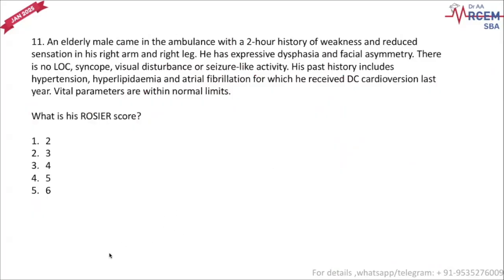An elderly man came in an ambulance with a 2-hour history of weakness and reduced sensation in the right arm and right leg. He has expressive dysphasia and facial asymmetry. There is no LOC, syncope, visual disturbances, or seizure-like activity, no relevant past medical history, and vital parameters are within normal limits. They are just asking for the ROSIER criteria. So one point goes here, another point goes here, here dysphasia, another point, and this is the fourth point. So on the ROSIER score, it is 4.